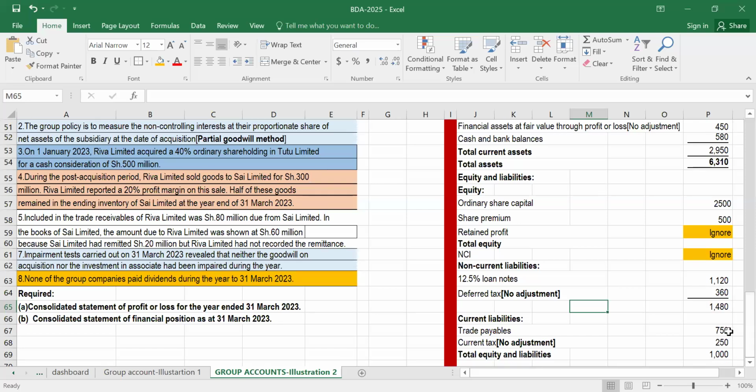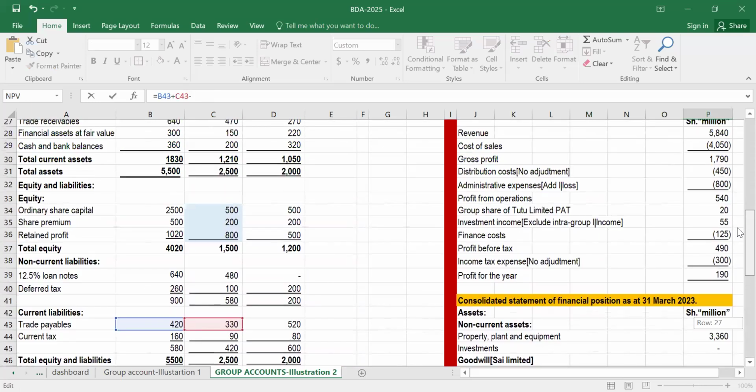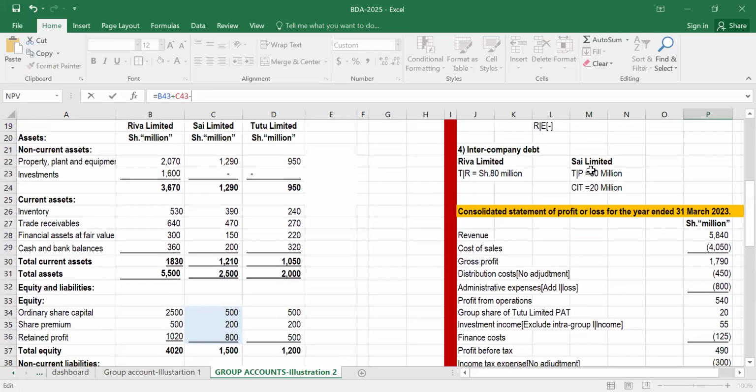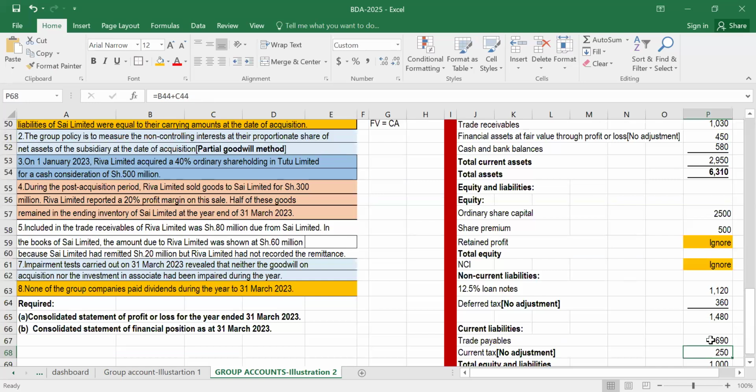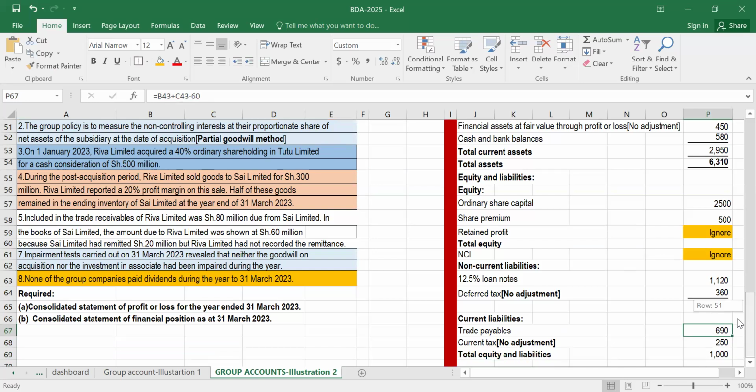Now, for the current liability, sorry, for the trade payables, we have an adjustment because we have an amount of intercompany debt. The amount of intercompany debt which we need to deduct from the payables, we said in this case will be 60. So to this we deduct 60. We enter. So I hope you can see this figure we have taken: payables of the parent plus that of the subsidiary minus 60. Do we have anything else? No, we don't have anything else.